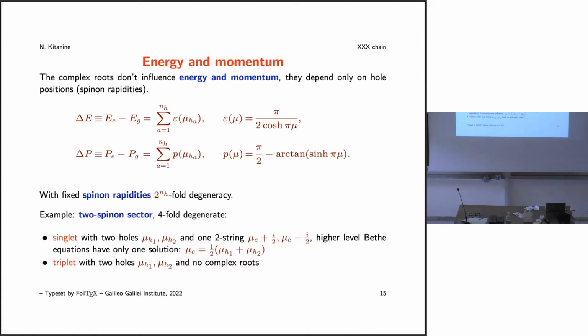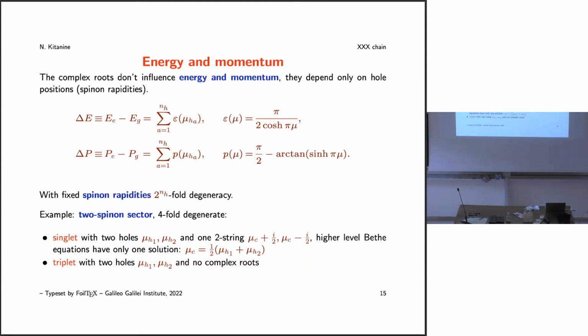Then you can have a solution with 4 holes and 1 2-string. It will be a triplet. Then you get a solution with 4 holes and a quartet, and 4 holes and 2 2-strings, 4 holes and 1 wide pair. All these solutions will be singlets. Yes, but here for holes, you can put them everywhere in the thermodynamic limit.